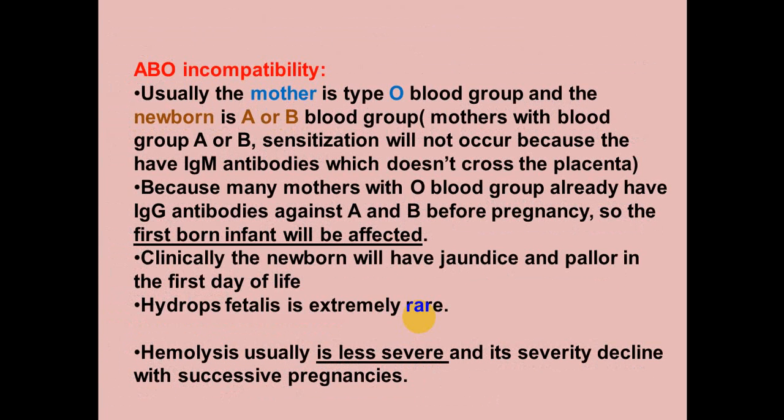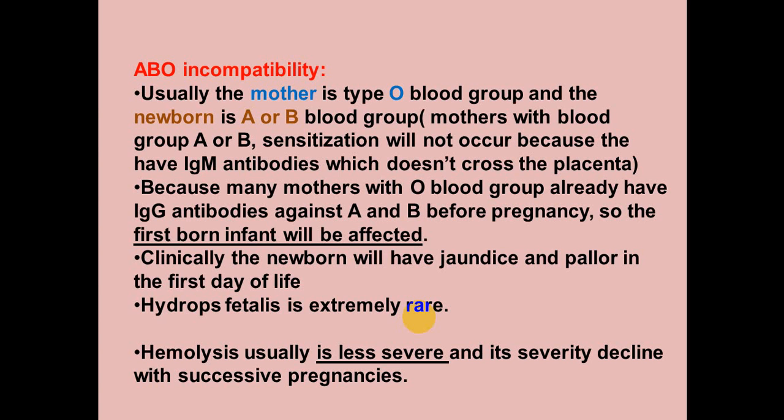On the other hand, the ABO incompatibility is also a common cause of jaundice in the first day of life, hemolytic jaundice. Here usually the mother is blood group O and the newborn baby is blood group A or B. And we know that in mothers with blood group A or B, sensitization will not occur because they have IgM antibodies which do not cross the placenta. Many mothers with blood group O already have IgG antibodies against the A or B blood group before pregnancy, so the firstborn infant will be affected.